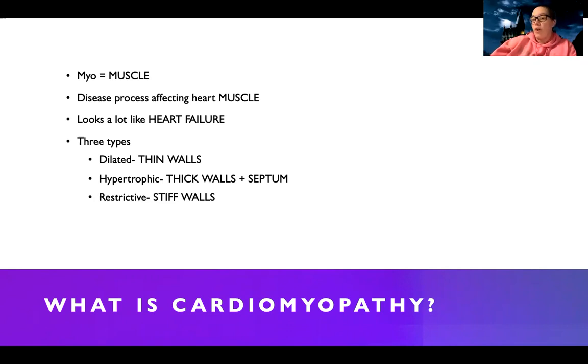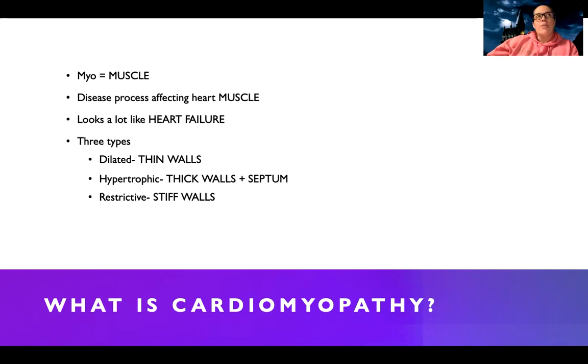There's three types of cardiomyopathy. There's dilated, hypertrophic, and restrictive. So when you think dilated, think thin walls. And when you think hypertrophic, think thick walls or a thick septum, which is that muscle that's in between the right ventricle and the left ventricle. And then when you think restrictive, think stiff walls.